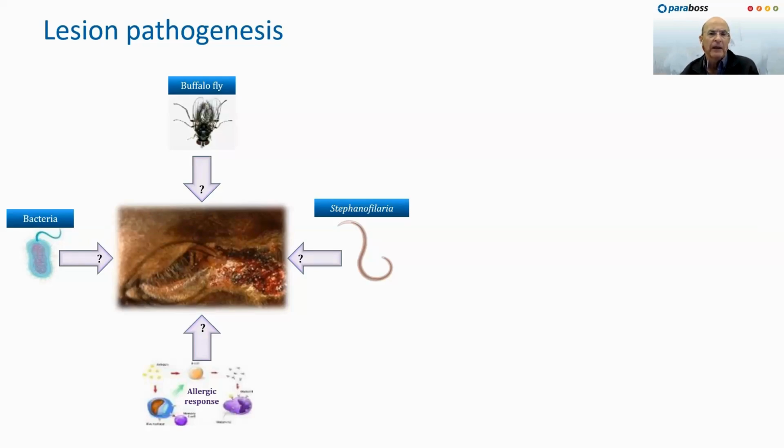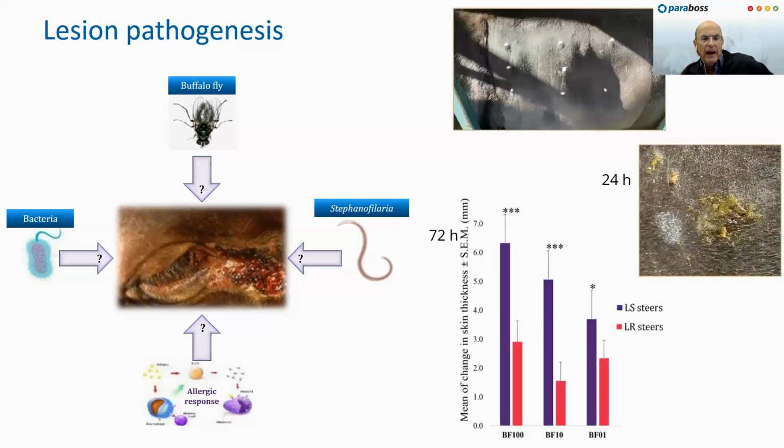We looked at three things. We looked at response to buffalo flies, and I'll come back to this again. We looked at Stephanofilaria in these lesions. We looked at bacteria that we found to be associated with these lesions, and we looked at allergic response in cattle. And what we found was, yes, Stephanofilaria there, and Staphylococcus was there as well in most of these lesions, and the same bacterial presence in the buffalo fly.